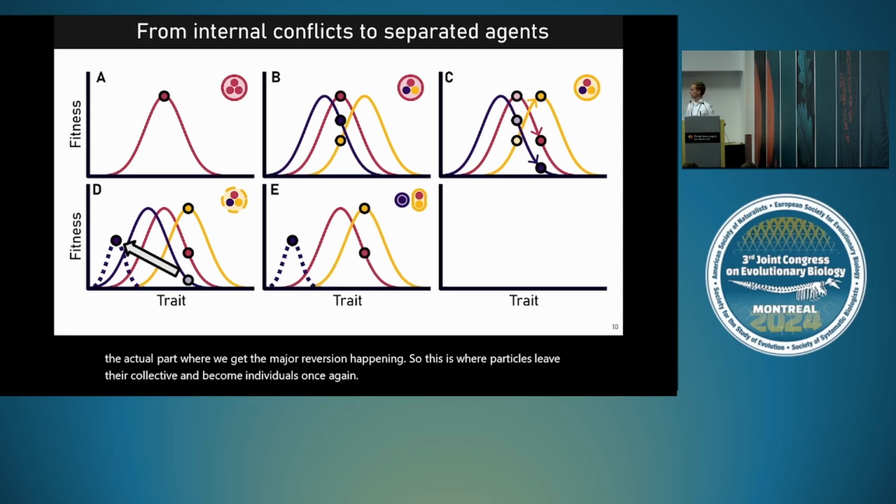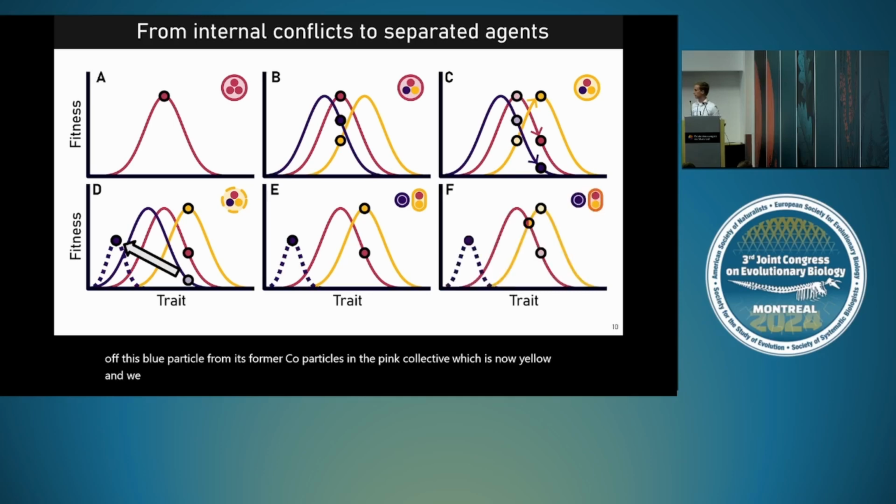We can get the actual establishment of that major reversion. So now we've separated off this blue particle from its former co-particles in the pink collective, which is now yellow. And we might get some later evolutionary responses in that residual individual that brings it back to something less bad for the pink particle in this case.